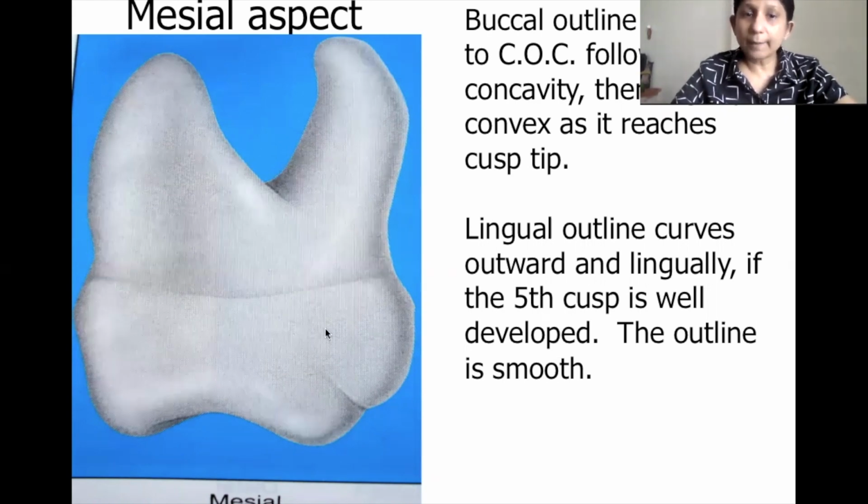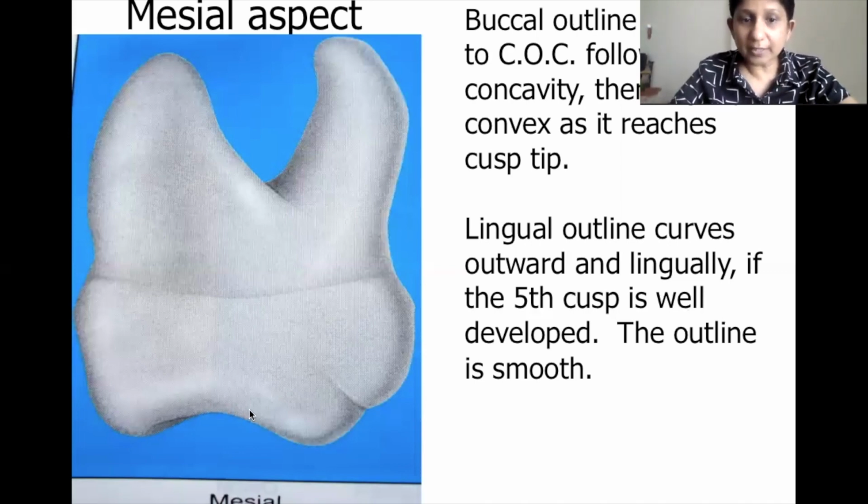So this is the mesiolingual aspect of your cusp, and this is the mesiobuccal cusp. So this is the mesiobuccal cusp, mesiobuccal root, mesiolingual cusp, and the lingual root, because there is only one root out here. So this is what you see, the marginal ridge.